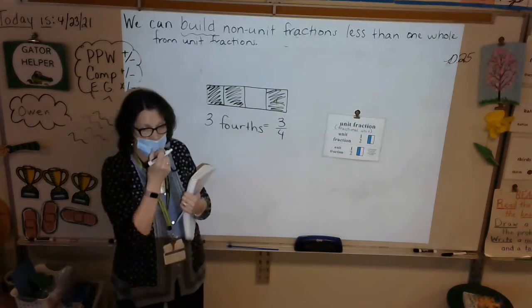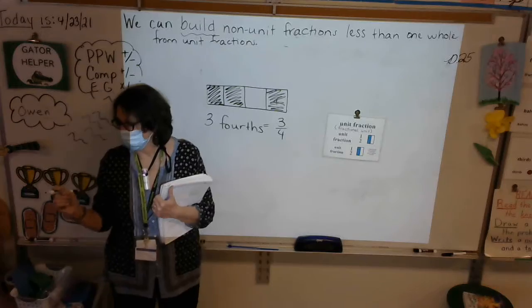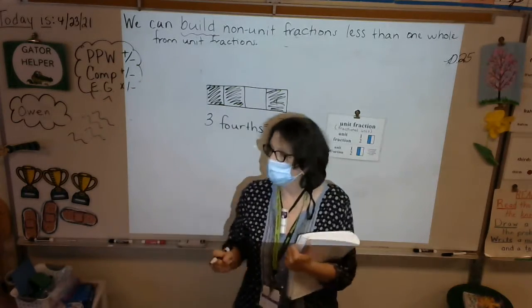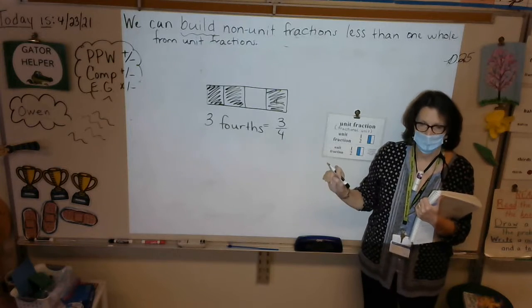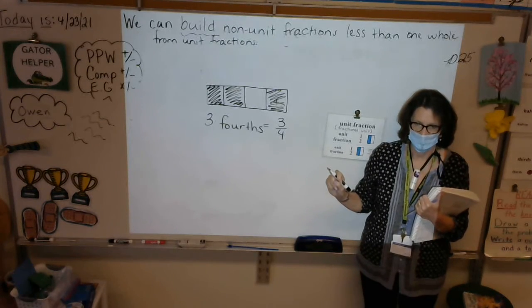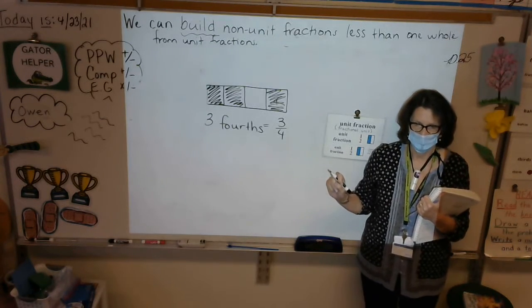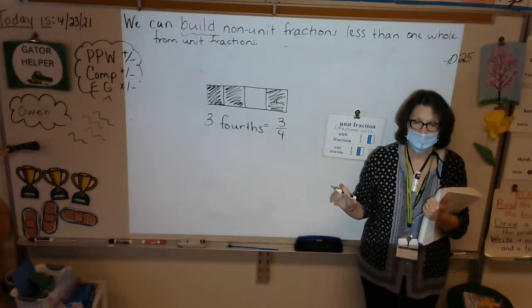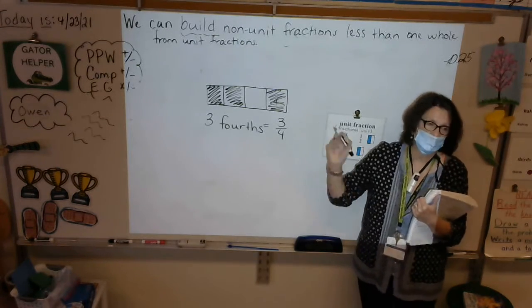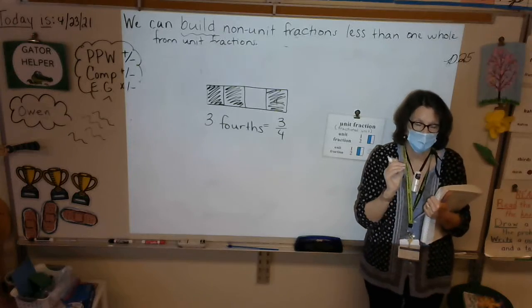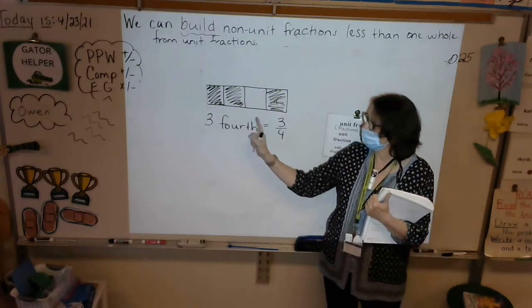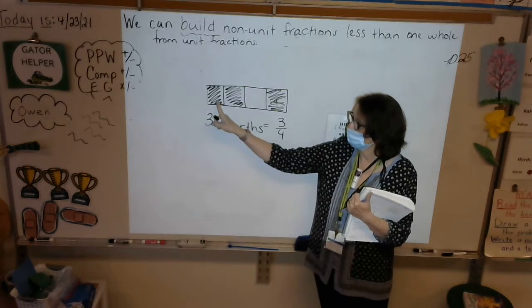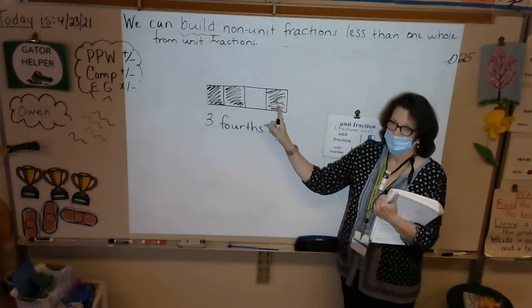What does 3 represent? Rago. The 3 shaded parts. What does the 4 represent? Owen. All of the parts in the whole, okay? And we always have to count all of the parts so we know what unit we're working with. We're working with fourths because there's 4 equal parts. I have 3/4 because we built a non-unit fraction by shading in 1/4, 2/4, 3/4.